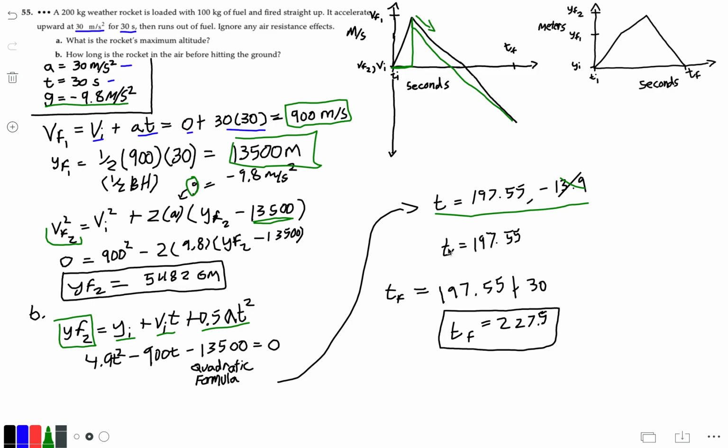We aren't finished when we choose this option, because we still have to add the initial time that we were given in the problem, t equals 30 seconds. We have to add this to the 197.55, leaving us with a final time of 227.55 seconds for the rocket's flight duration.